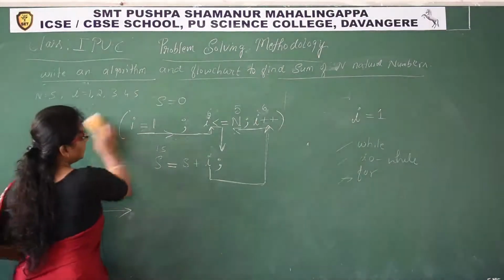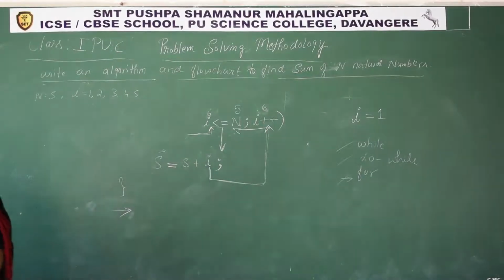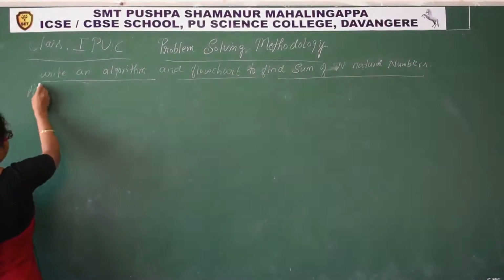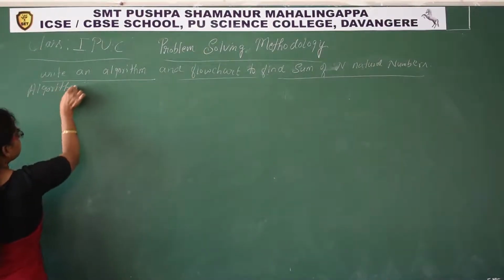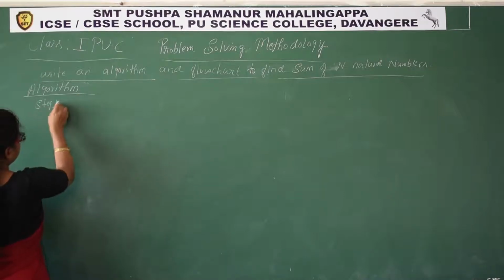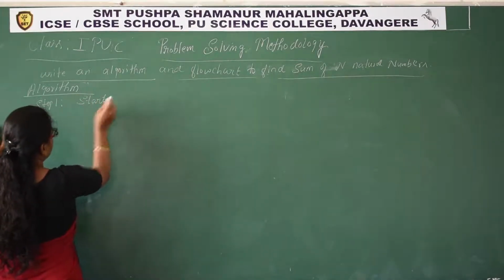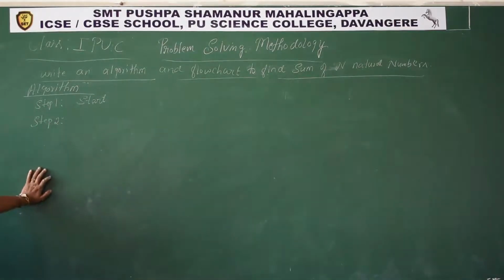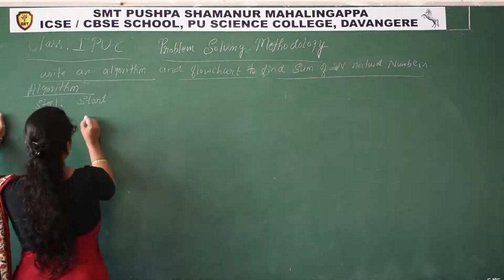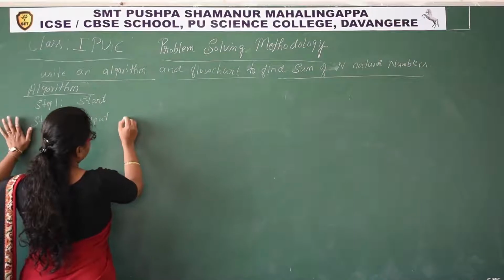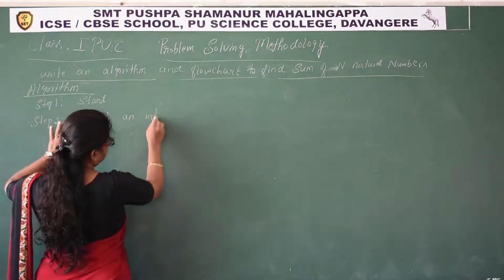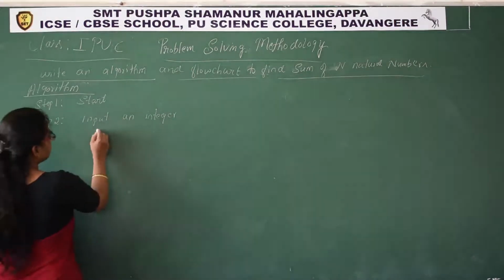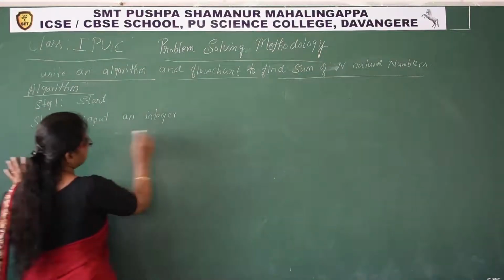Let us implement it in an algorithm. Now, algorithm. Step 1, start. Step 2, what is the input here? We have to take an integer, a whole number. Input an integer. Next, I'll take that input, integer n.